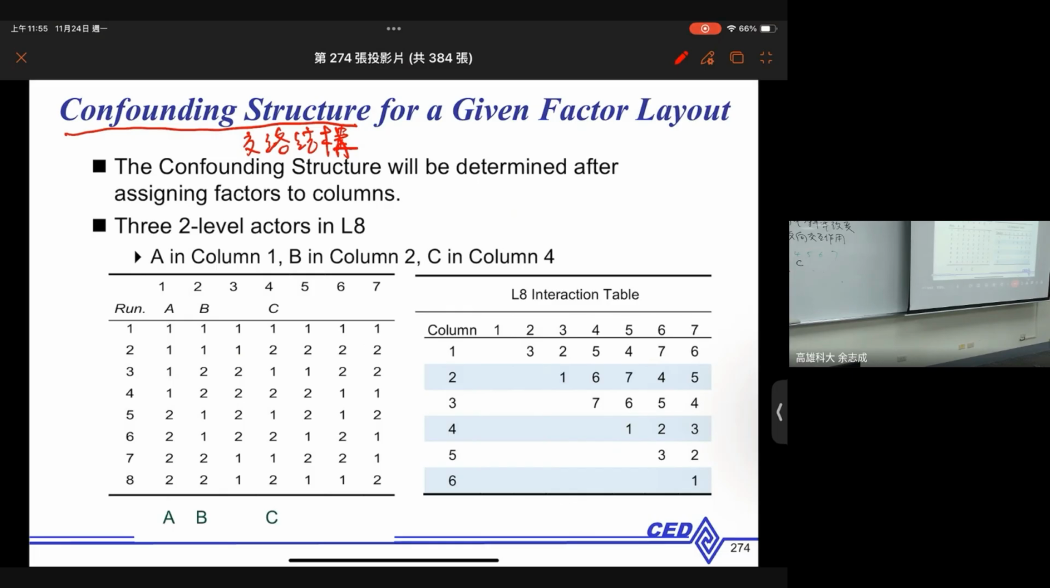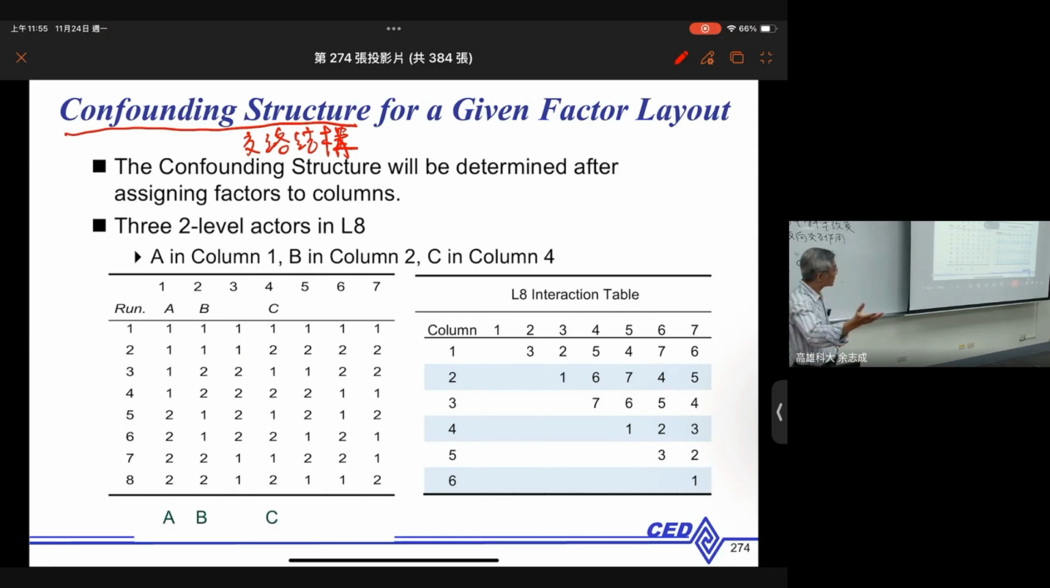Any questions? How many interactions do we have? We have 3 factors. So how many interactions? C, 3 choose 2, which is 3 times 2 over 2 times 1. So there will be a total of 3 combinations. Very easy. AB, AC, and BC. Very simple. So please finish that. Use this interaction table to find out the confounding structure.